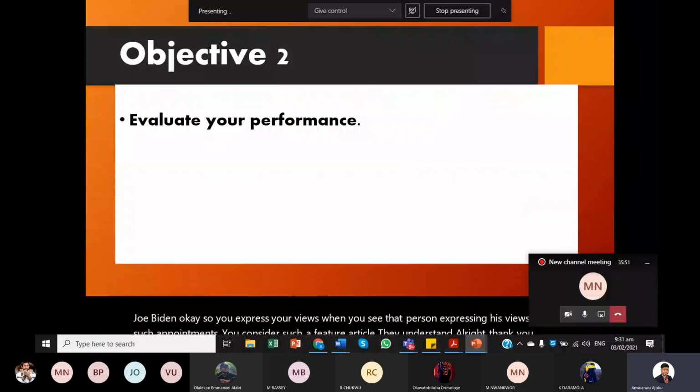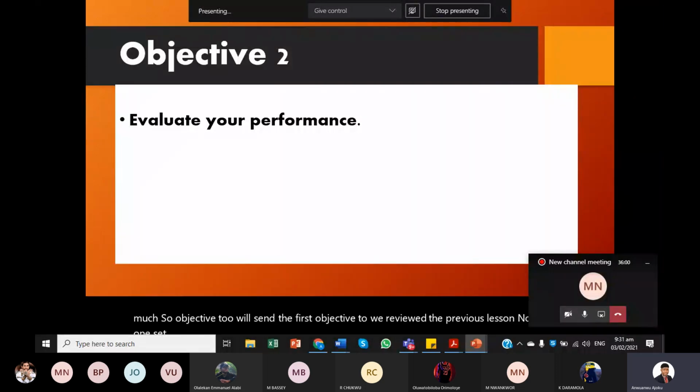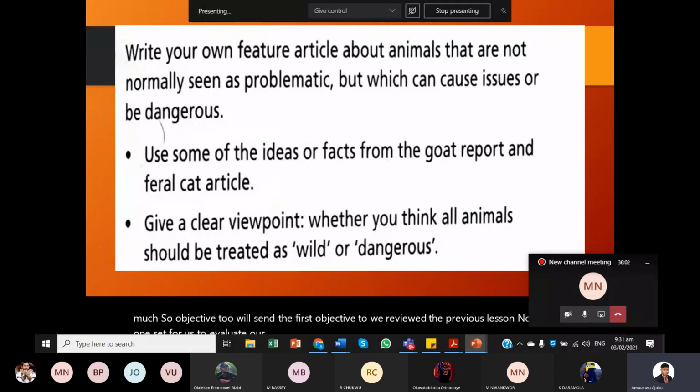So objective 2, we've seen the first objective. We reviewed the previous lesson. Now this one says for us to evaluate our performance, and we're given this task to do. Unfortunately, people in my set did not even respond to this. They are yet to do that. Please, you still have till today, till 9 p.m. to submit.